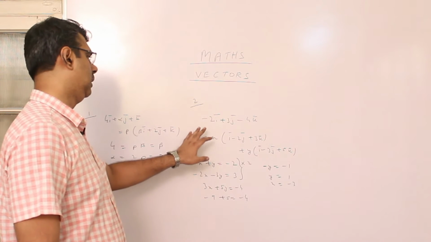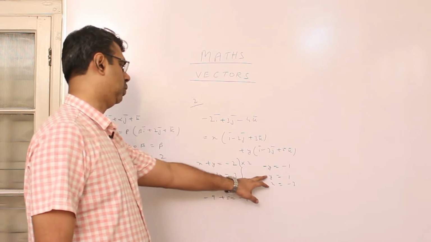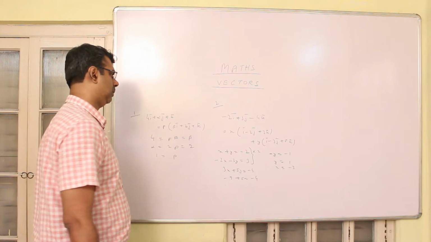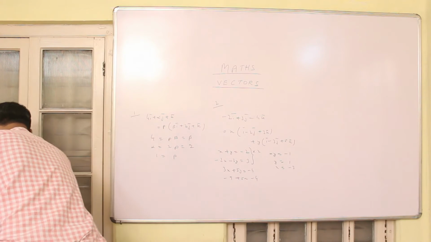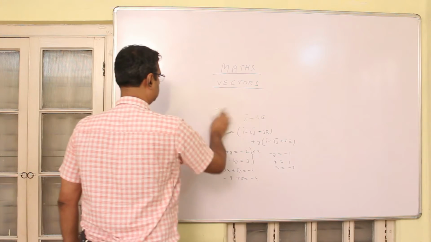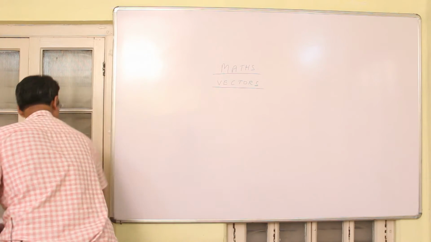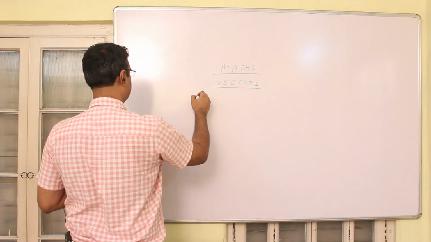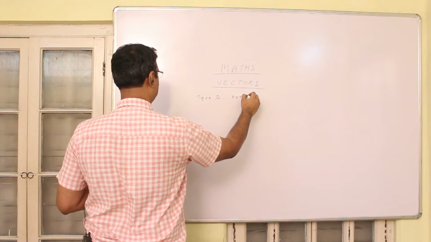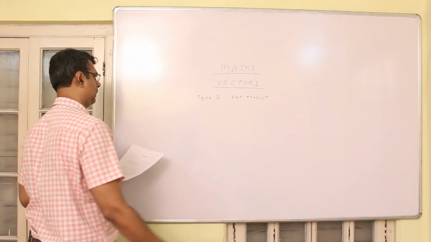That means that this equation is valid with two non-zero values of x and y, which means that the three vectors are coplanar. So this is the way to do the sums of type 1. Next we come to type 2. Now type 2 is with regard to dot product of vectors.